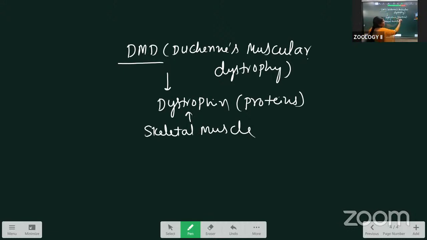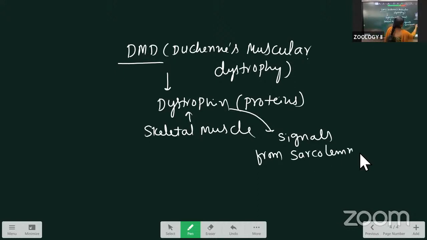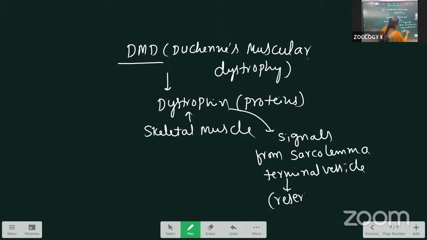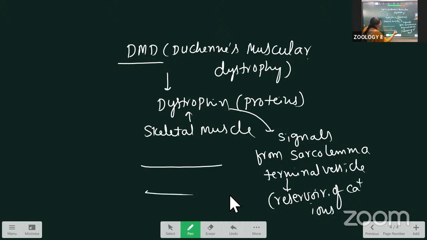What is the function of this dystrophin protein? It sends signals from the sarcolemma to the terminal vesicles. These terminal vesicles are the reservoir of calcium ions. For example, in the skeletal muscle, this layer is called the sarcolemma.